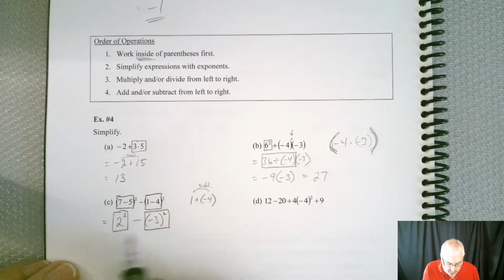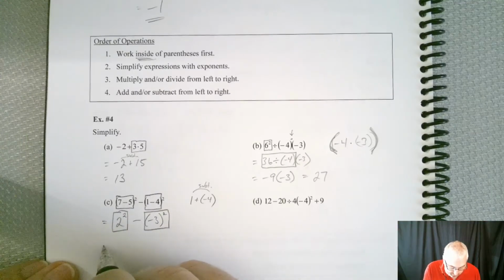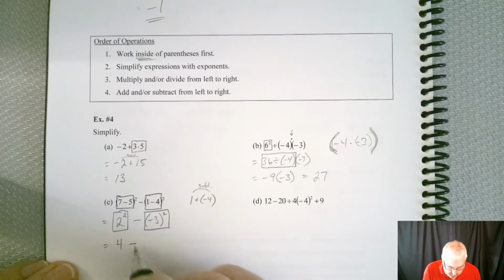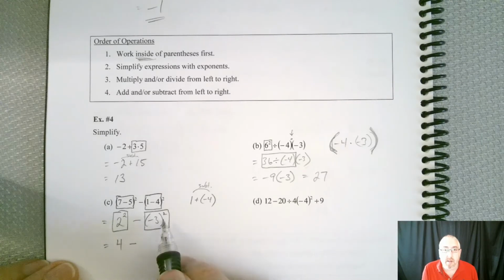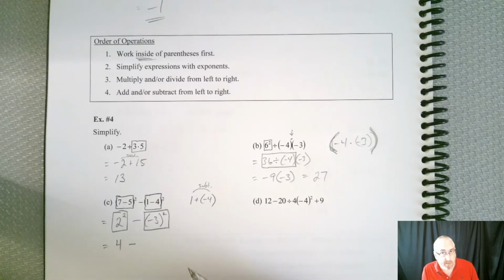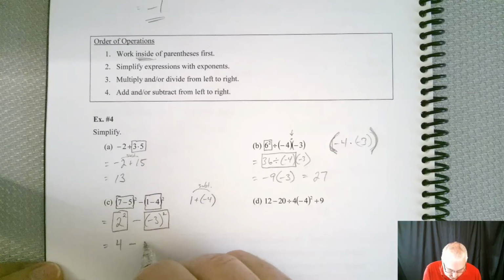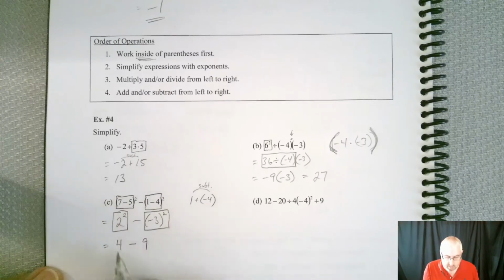All right, so we have 2 to the second power. Remember, that's just 2 times 2, which is 4. Bring down the minus. Negative 3 to the second power. Well, negative 3 times negative 3 should be positive, so positive 9. And so now we've got 4 minus 9.